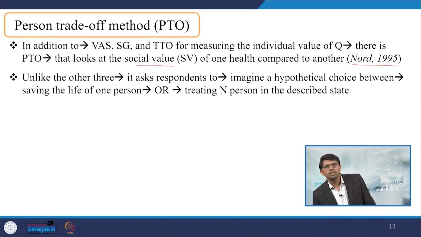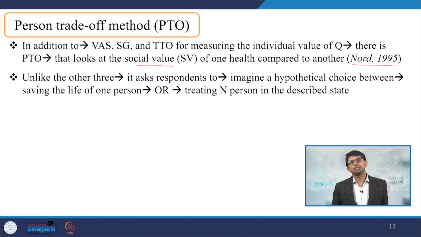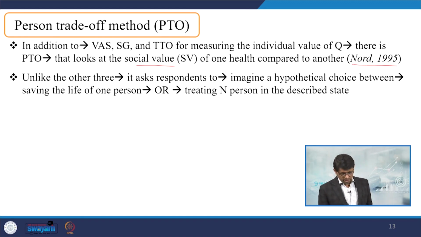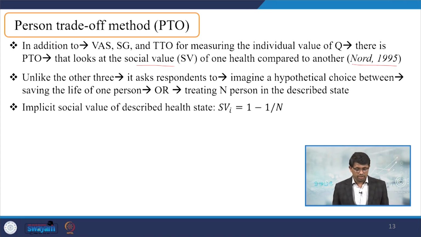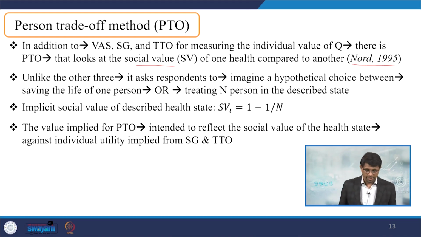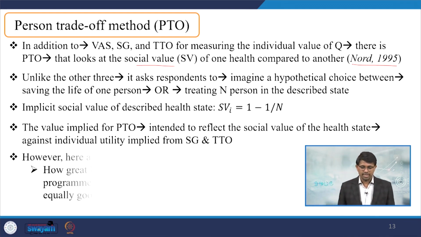You might have seen that whether treating one disease is equivalent to how many other diseases can be corrected in a hospital. Hence, in policies, emphasis is given to which one should be emphasized and how many persons can be cured. So, the implicit social value of the described health state is equal to 1 minus 1 upon capital N. The value implied for the PTO is intended to reflect the social value of a health state, against individual utility implied from the SG and TTO.